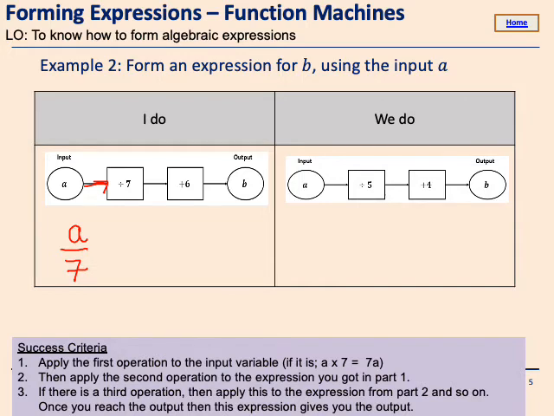And I know that the 7 is dividing the a. And then we need to do the second operation, which is add 6. And there we go. So now you can see that I'm dividing my a by 7 first of all, and then I'm adding the 6. The order is very important when it comes to division.